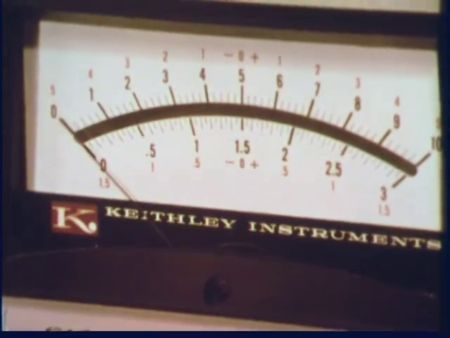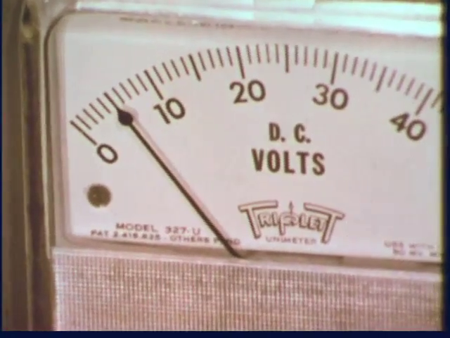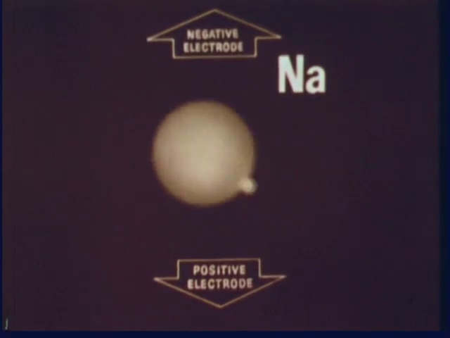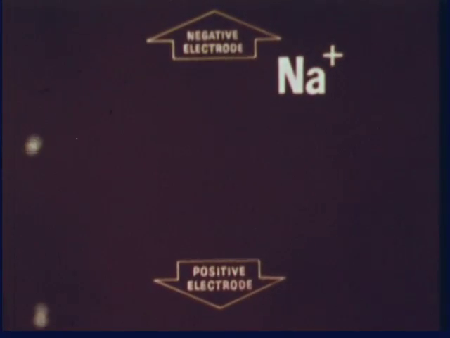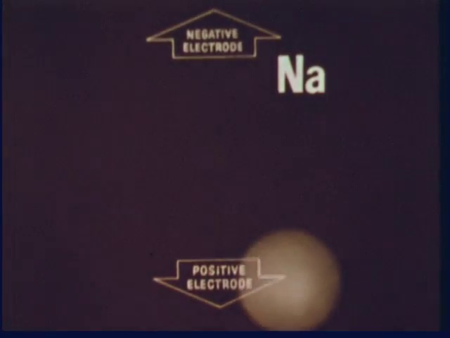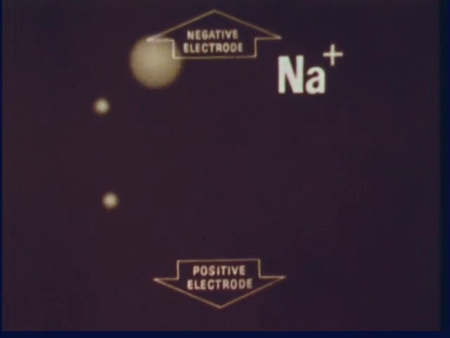These random fluctuations are not meaningful. There, ions are now being produced. The voltage meter reads 5 volts. On the molecular level, an electron with sufficient energy ionizes a sodium atom, producing a second electron and a positive sodium ion. The sodium ion is attracted to the negative electrode, and the electrons are attracted to the positive electrode.